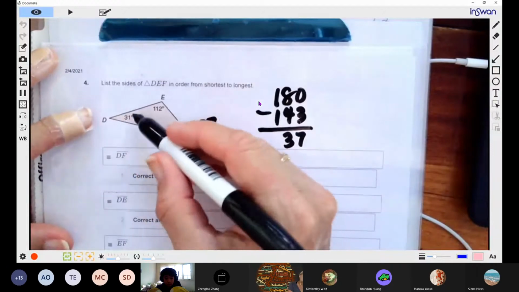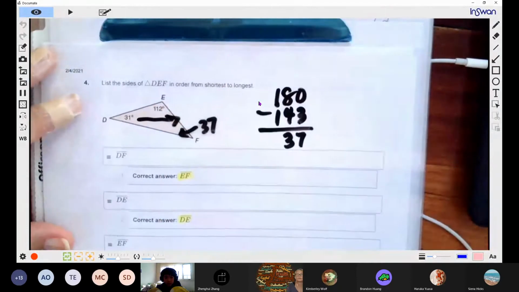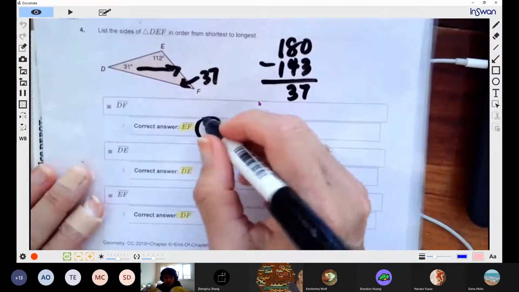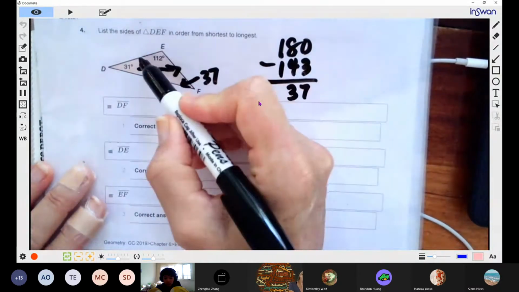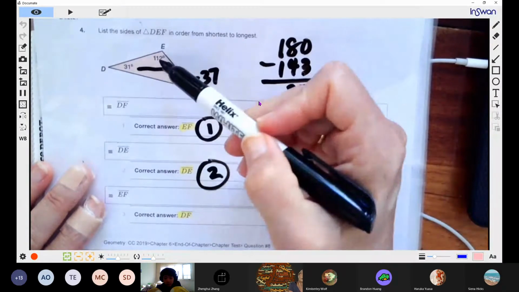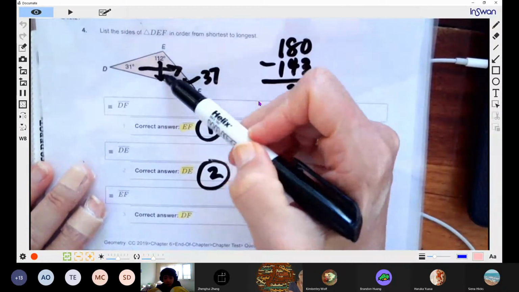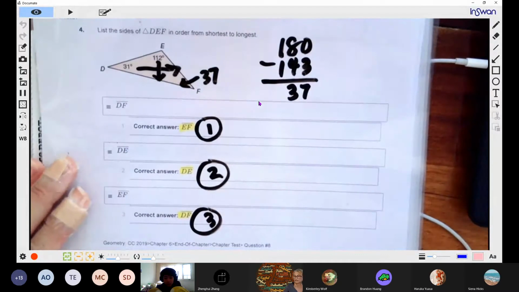31 is the smallest angle, which means EF will be the smallest side. So the shortest side. So that's why EF is 1. Then you get angle F is the middle. So that's going to be across from DE. That's why DE is number 2. And then 112 is obviously the largest, and that's across from DF. So there you go. 1, 2, 3. Again, it's just read those directions.